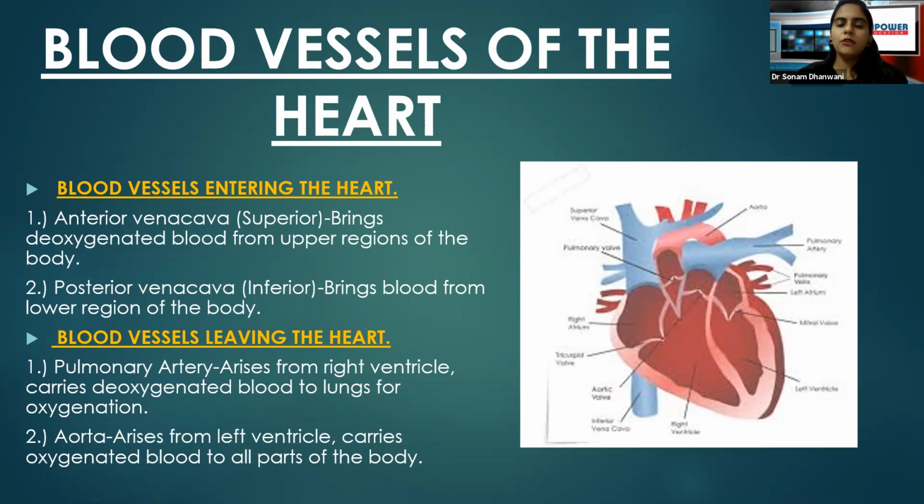Okay. Now coming to blood vessels which are leaving the heart. Okay. Now what are the blood vessels which are leaving the heart? So first one is the pulmonary artery, which arises from the right ventricle. Okay. Now see, I'll show you where is the pulmonary artery. Just give me a minute.